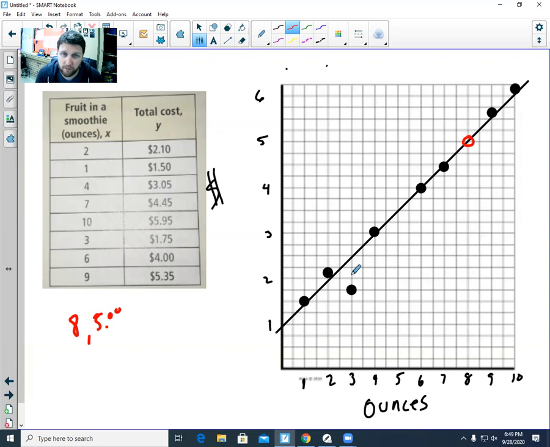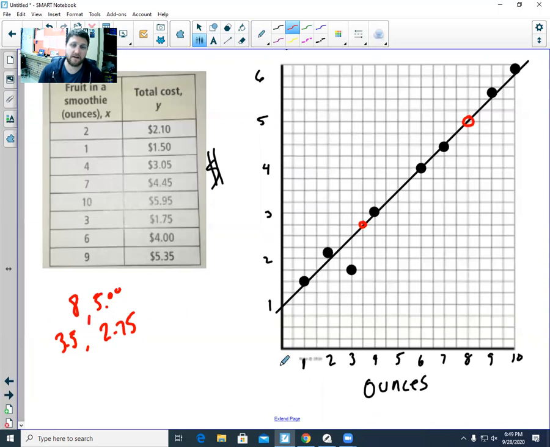And then I'm going to pick another point, and I'm going to try to pick one that's kind of nice. So maybe like this one right here, where 3.5 ounces is $2.75. So I have one at 8 ounces for $5 and one at 3.5 ounces for $2.75.